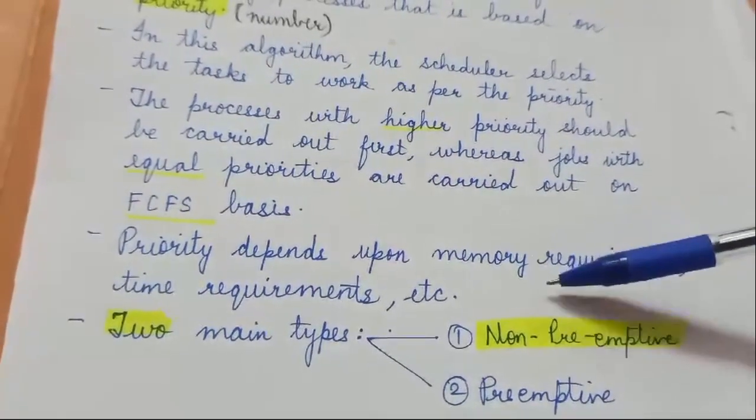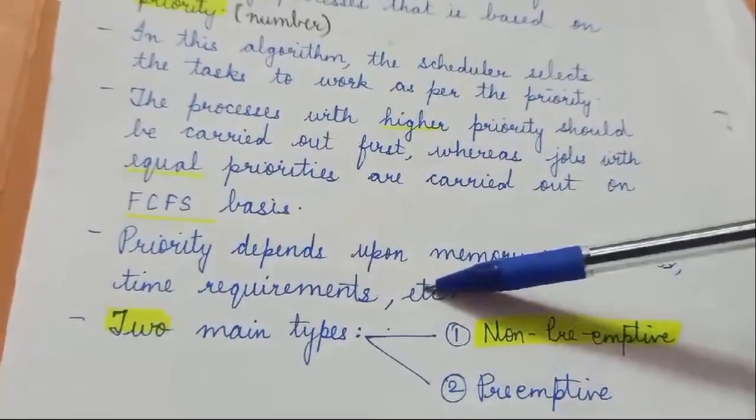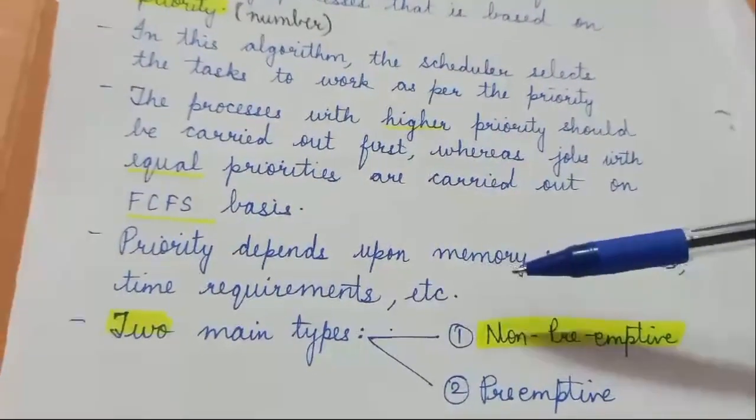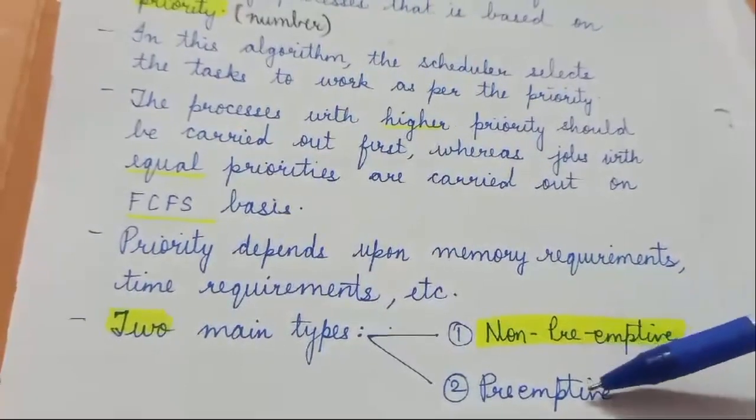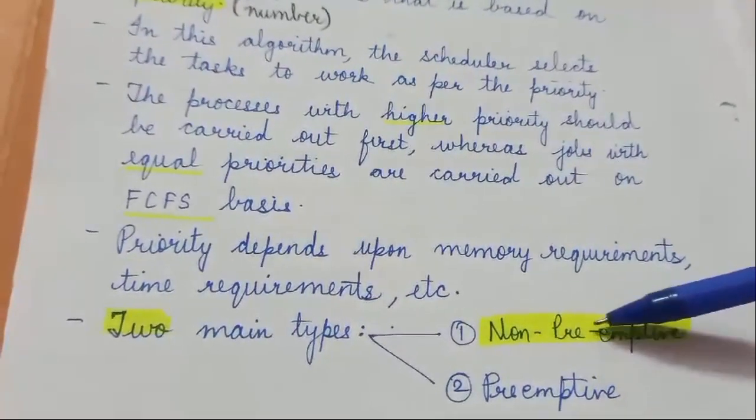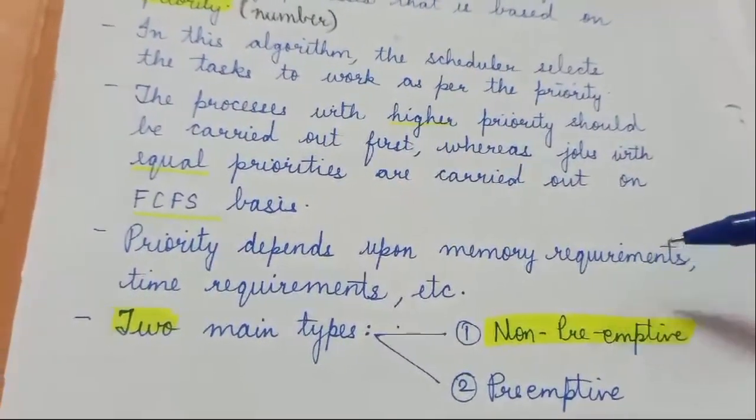Priority depends upon memory requirements, time requirements, etc. There are two types, non-preemptive and preemptive. Let's study non-preemptive priority scheduling.